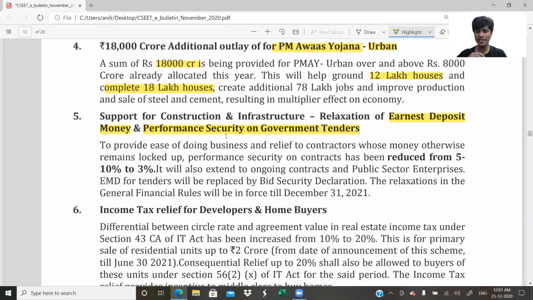Now, what exactly do you mean by performance security on government tenders? Recently, the Karnataka state government, the BBMP, decided to lay cement roads across Bangalore. Government will not come and do that themselves. They announce contracts, someone comes, bids, and takes it. Okay, assume that I've bid and I've got this contract to lay cement roads in entire Bangalore.